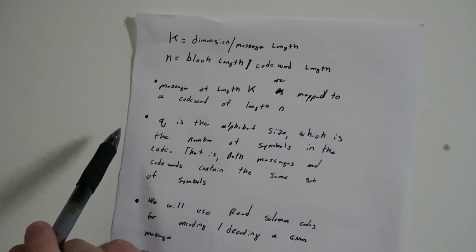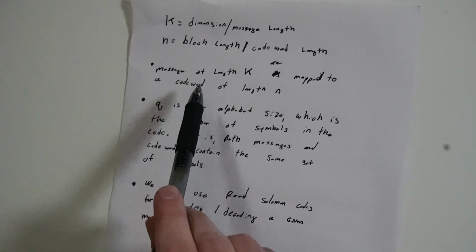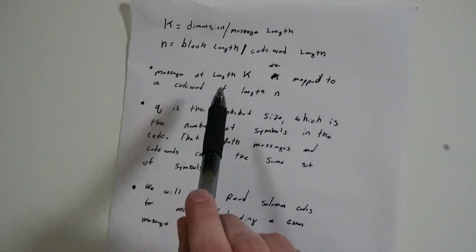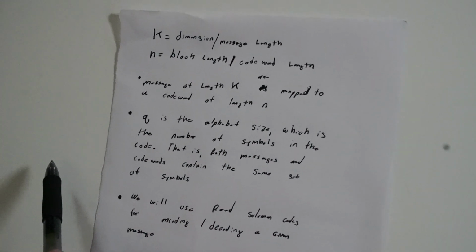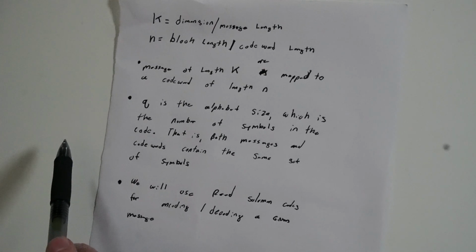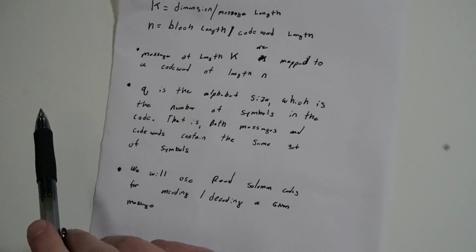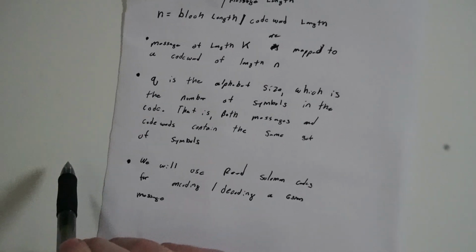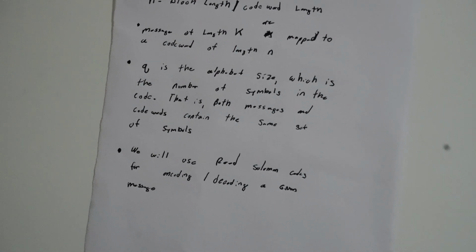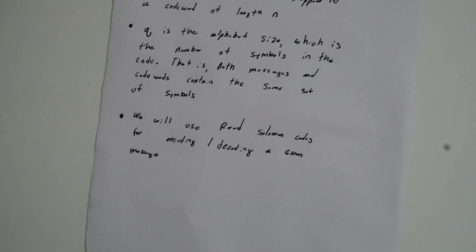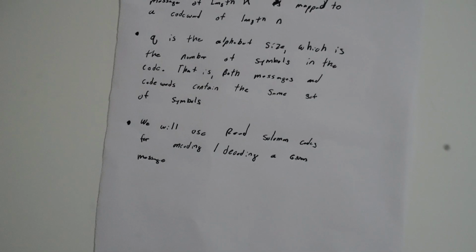Like I previously stated, how it basically works is that we have a message of length k and it's mapped to a code word of length n. And then we have another parameter, q, which is the alphabet size. It's the number of symbols in the code, that is, both messages and code words contain the same set of symbols. And for our solution, we will use a family of codes named Reed-Solomon codes for encoding and decoding the data.